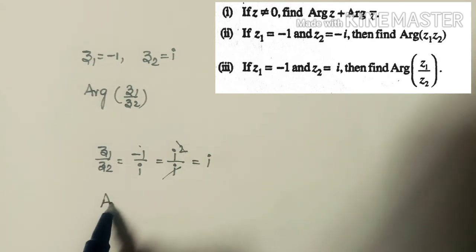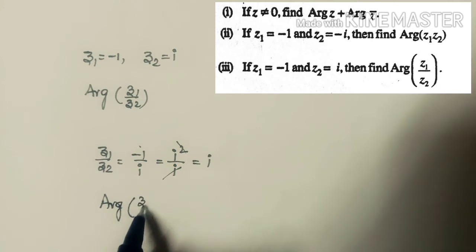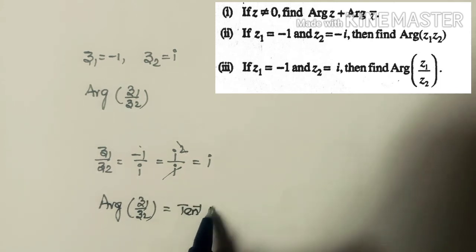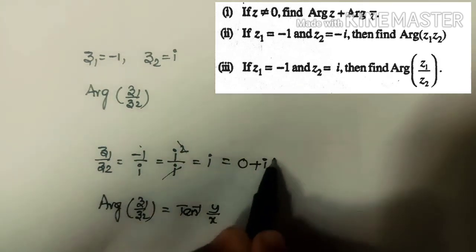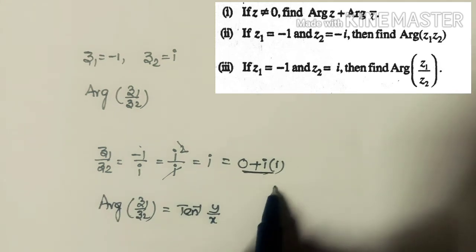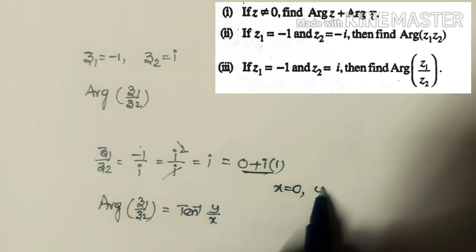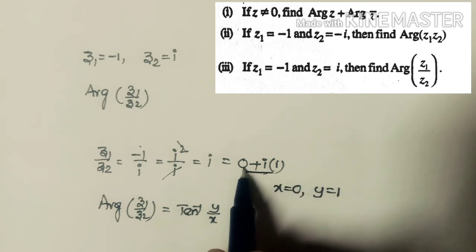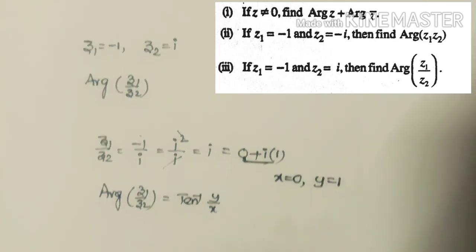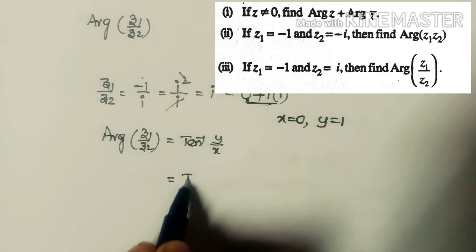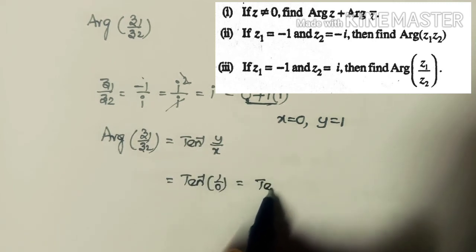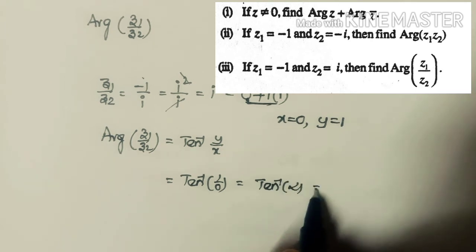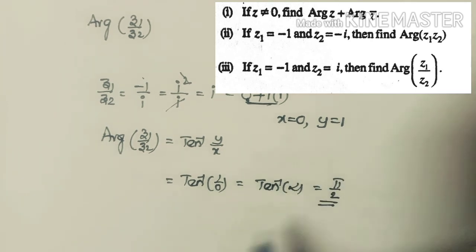Now we want the value of arg(z1/z2). So arg(z1/z2) is equal to, the formula is tan inverse of y by x. So here the values of x comma y, this is 0 plus i into 1. So here the value of x is equal to 0 and the value of y is equal to 1. x is the real part, y is the imaginary part. Now this is equal to tan inverse of 1 by 0. Anything by 0 is equal to infinity. Tan inverse of infinity is equal to 90 degrees. So the answer is pi by 2.